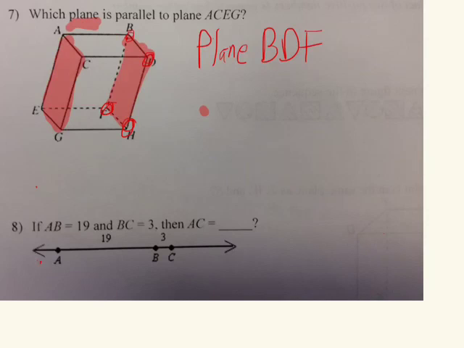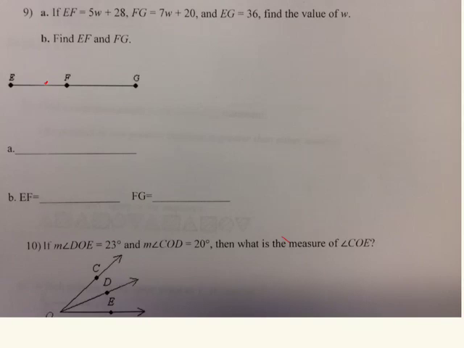Okay, to understand this, think about when we did the popsicle sticks, right? So this was a whole popsicle stick. If I break it up, all I need to do is add 19 and 3. And this gives me 22. So AC is equal to 22. Number 9 is the same thing as number 8.